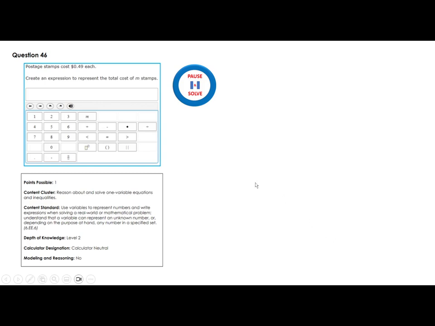A postage stamp costs 49 cents, $0.49. Create an equation to represent the total cost of M stamps. If you want to buy 2 stamps, you multiply this by 2. 3 stamps, you multiply it by 3. 10 stamps, you multiply it by 10. M stamps, you multiply it by M. 0.49 M, or 49 over 100 times M.